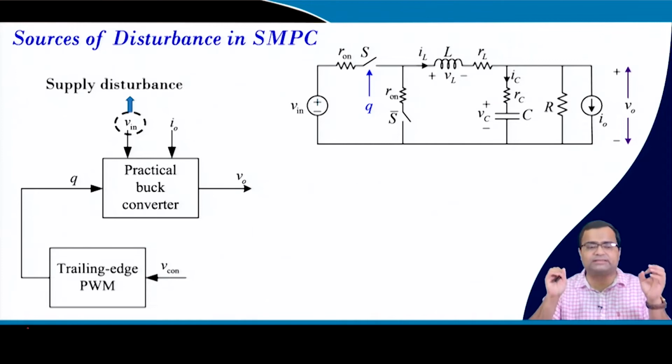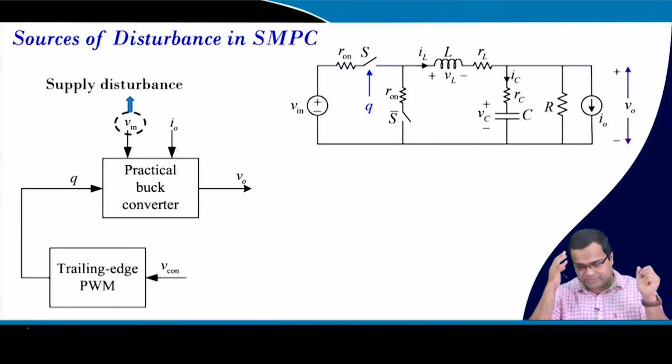The other possibility is that the supply can be a battery whose voltage can fall when you are trying to draw current from it. So, there can be variation in the voltage. In spite of this variation, our objective is to reduce the effect of supply disturbance in the output. That is one of the objectives.